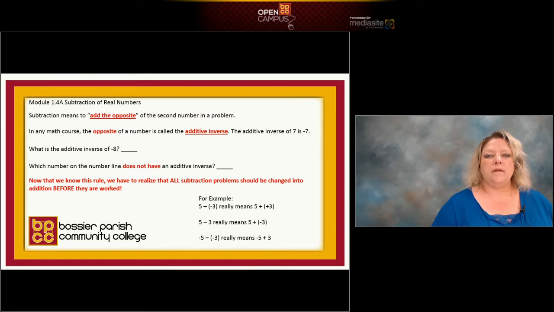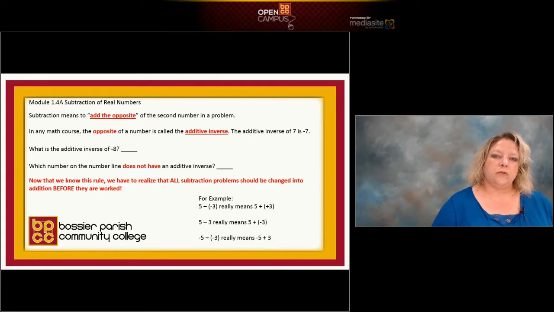Now on the number line, there is one number that's special because it does not have an additive inverse. Do you know what that might be? That's right, it's 0, because 0 splits the number line in half.